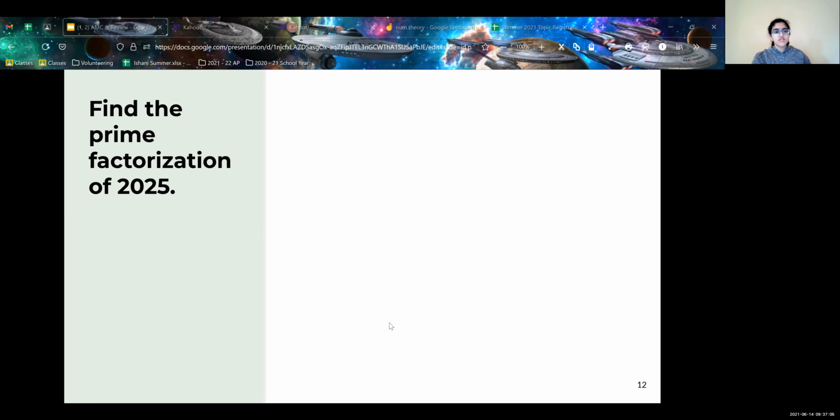So find the prime factorization of 2025. Type your answers in the chat. Just a thing to note, when you're finding the prime factorization of a number, always look for the easiest primes, the primes that you can tell divide the number itself, and then look for the bigger primes, because it's easier to find the prime factorization of a smaller number than a bigger one.